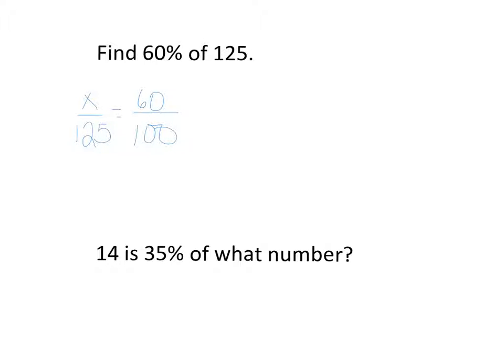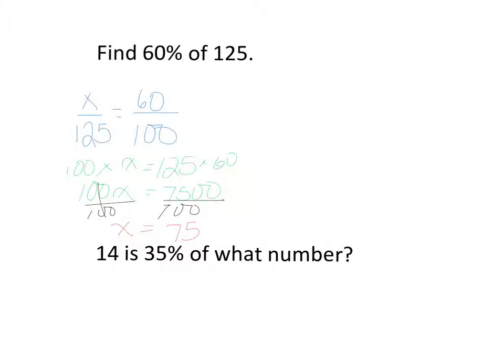Then we can cross multiply: 100 times x, and 125 times 60, which gives us 100x equals 7,500. We can then divide by 100, and we get that x is equal to 75. We don't need to worry about units because we weren't given any initially.